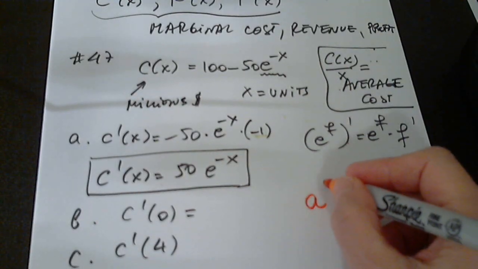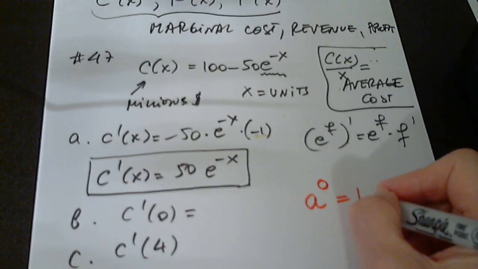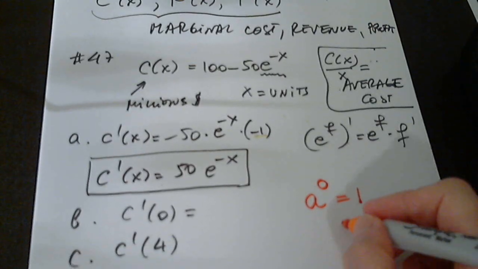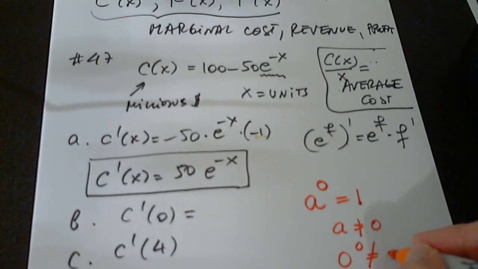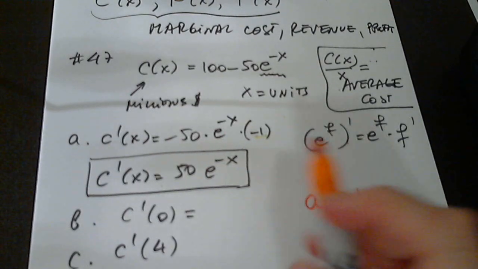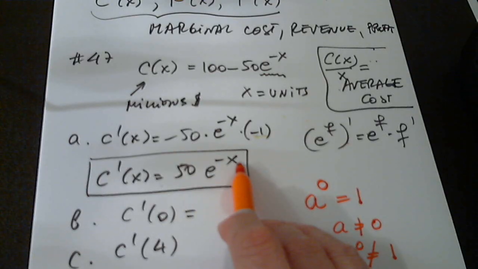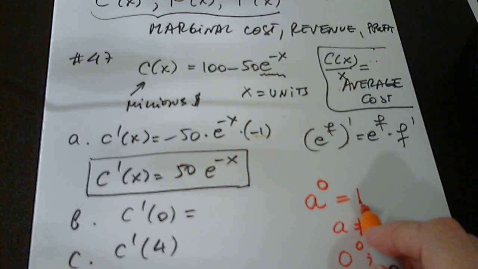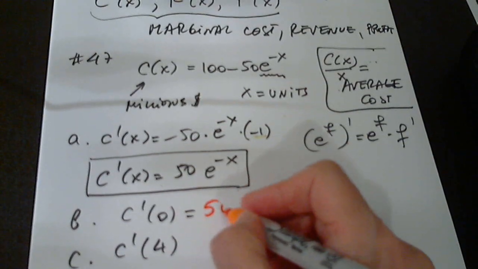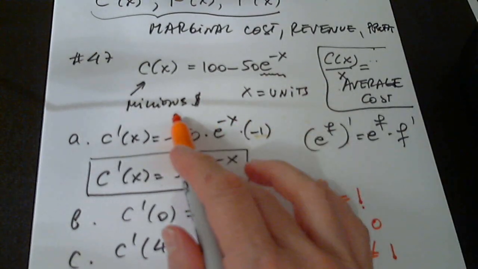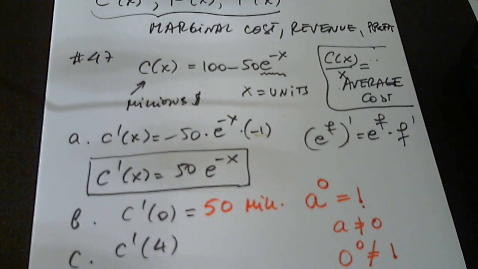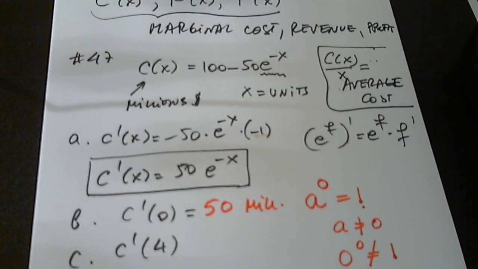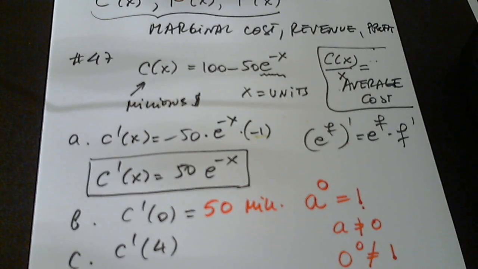Careful. Any number raised to 0 is 1, as long as a is not 0. 0 raised to 0 is not 1. So this is a number raised to 0, which is 1. So then the answer is 50, and it's in millions. Okay? Good. C prime of 4 is a different story. I'm going to use the calculator. I'm going to share my screen and plug it in.